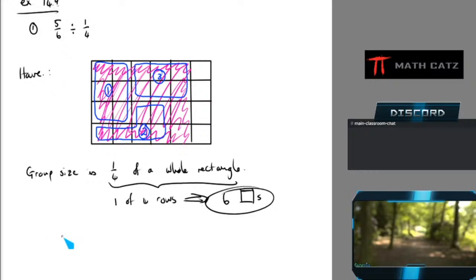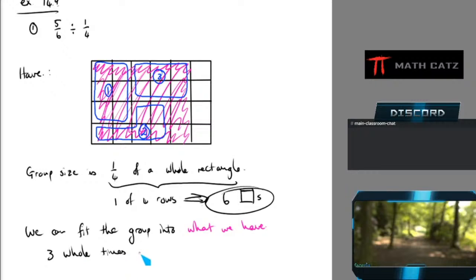So now let's write some sentences here. We can fit the group, I'll write that in pink to emphasize it, into what we have. We can do that 3 whole times with 2 pieces left over. Yeah, those pieces are pink, sure. Sure, we can make them pink. Okay.